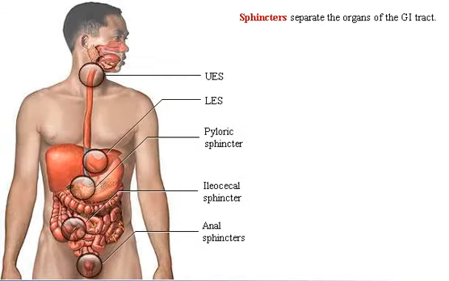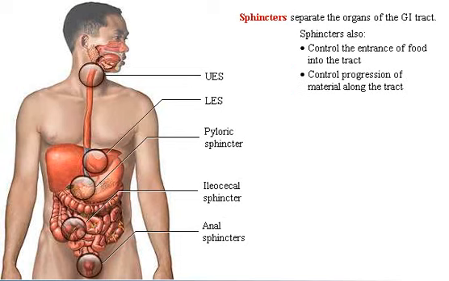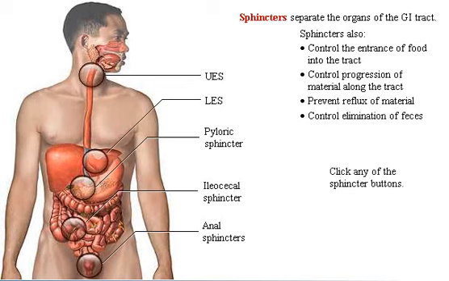Sphincters separate the organs of the GI tract. They control the entrance of food into the tract, control the progression of material along the tract, prevent reflux of material, and control the elimination of feces. Click any of the sphincter buttons.